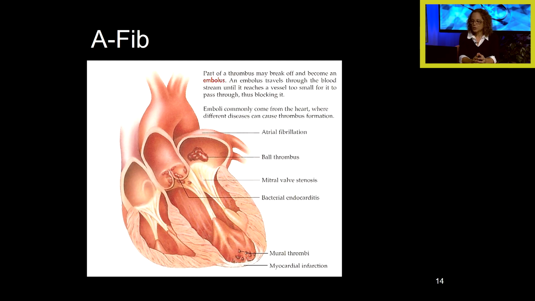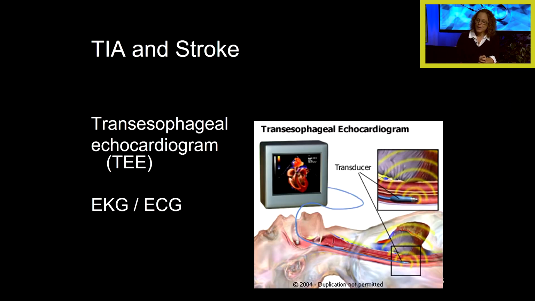The embolus travels through the blood stream until it reaches a vessel too small for it to pass through, and then we have a blockage. Emboli commonly come from the heart, where different diseases can cause thrombus formation, and atrial fibrillation is the one that we are covering right now.